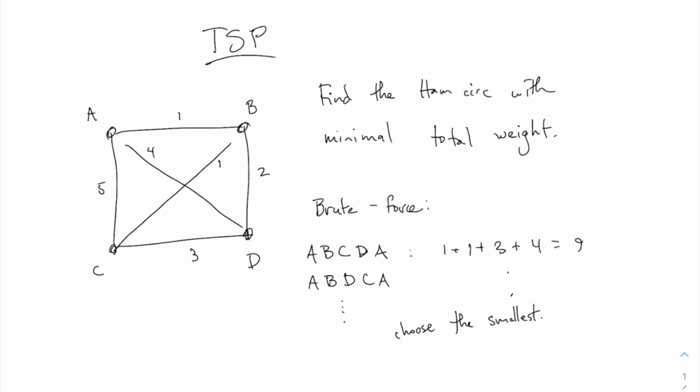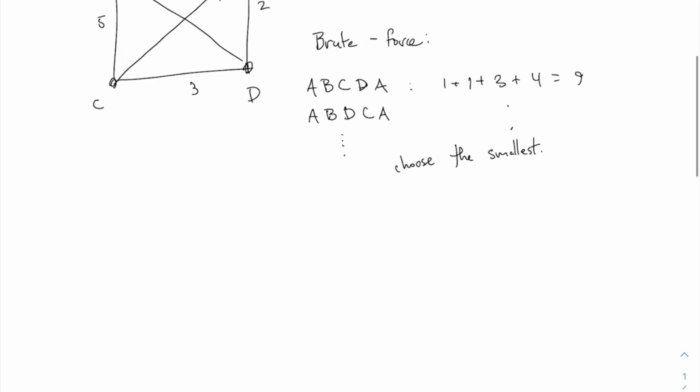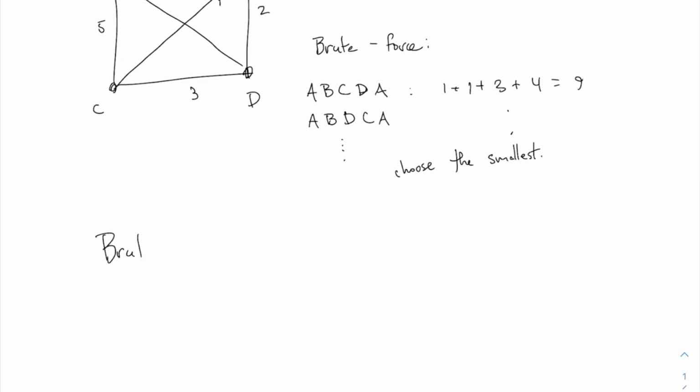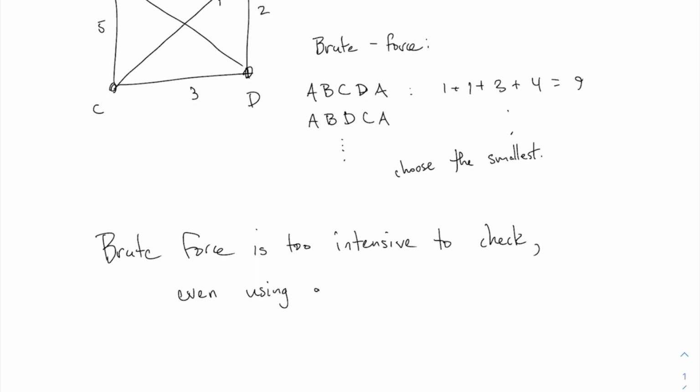All right? So this is what I said at the very end last time. Brute force is too intensive to check, even using a computer. I mean, for 4 vertices, it's fine. You can do it by hand. But for 400 vertices, you can't do it really, even using a supercomputer. So it's too intensive to check, even using a computer.